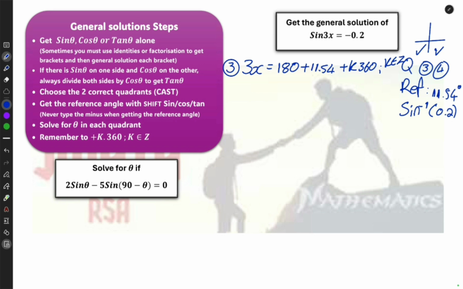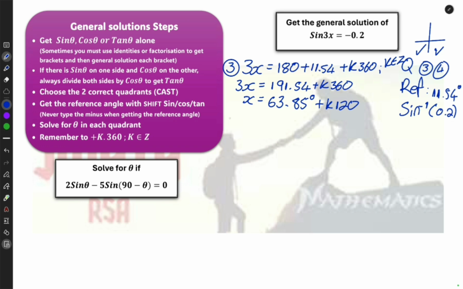Another name for general solution is also trig equations, because I want to get x alone. In this case, I'm just going to keep the 3x there, and on my calculator, do 180 plus 11.54, and that's going to give me 191.54 plus k 360. Now I'm going to divide by 3, and that would be my answer for the third quadrant. So I can see my final answer will then be 63.85 degrees, and because I divided by 3, I also need to divide the k value by 3. Perfect. That is now my answer.